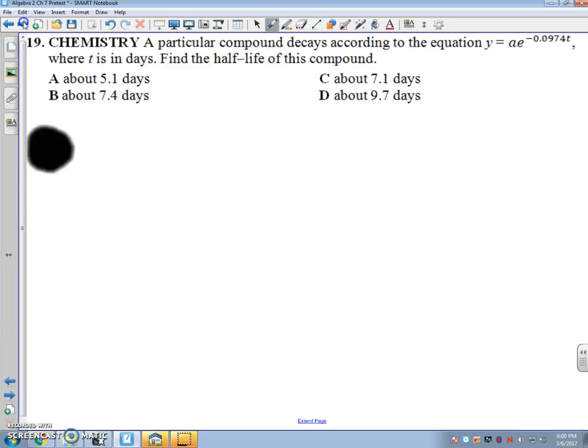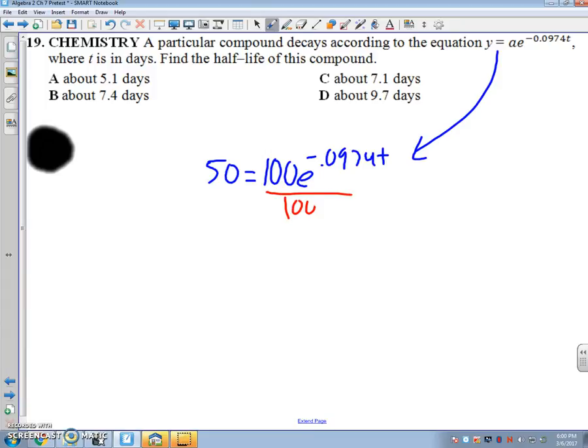Good. 19. Chemistry. A particular compound decays according to that equation, where T is in days. Find the half-life. Half-life means find T. Alright, if they give us the equation, they said half of it's left over. So we make up our own numbers. I'll do 100. So if I start out with 100, there should be only 50 left after half its life. Negative 0.0974 T. We're basically just solving for T. So like before, get rid of that 100. So that 0.5 equals e to the negative 0.0974 T.